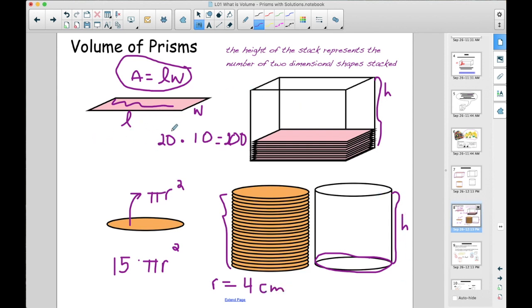Let's say these were measured in inches. Maybe this was 2 inches by 5 inches. Then I need to measure the height of this stack in inches. So the key idea in math now is that the height of the stack is going to represent the number of two-dimensional shapes that were stacked. And if I want to find the volume, I'm simply going to take the area of my base shape. In this case, it was a rectangular index card. In this case, it was a circle. And then I'm going to multiply by the height. I'll just put an S there, the height of the stack or the height of the prism.